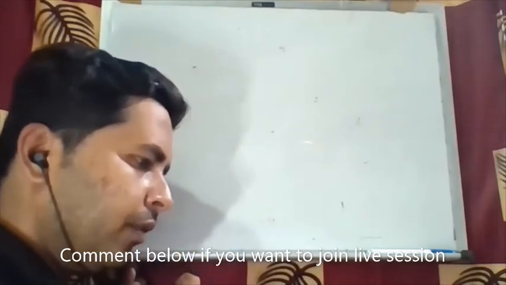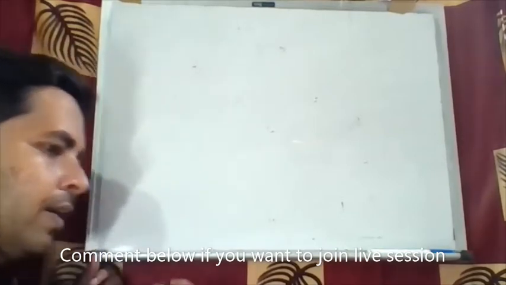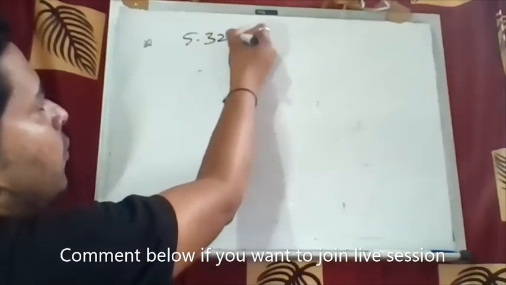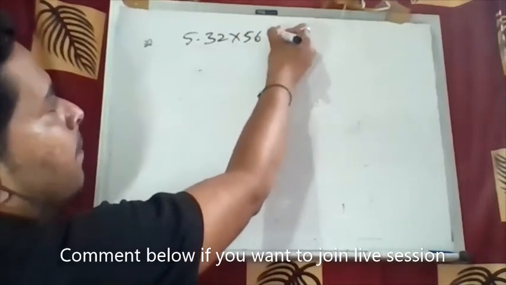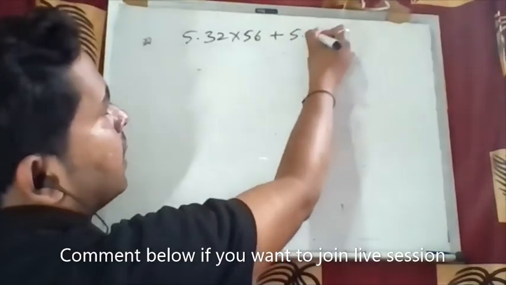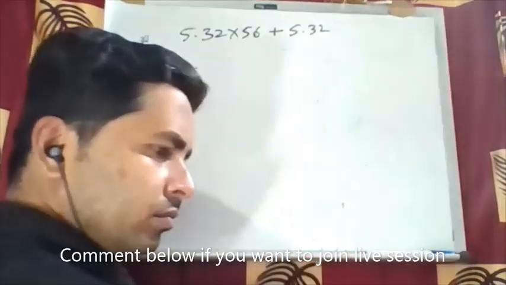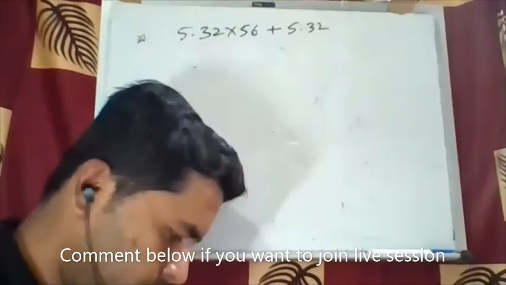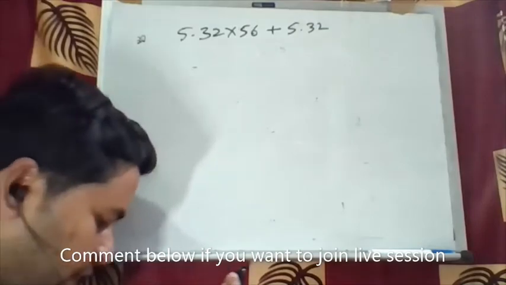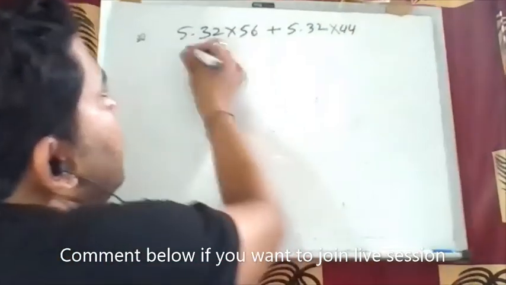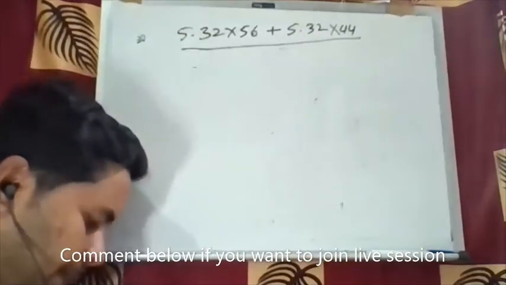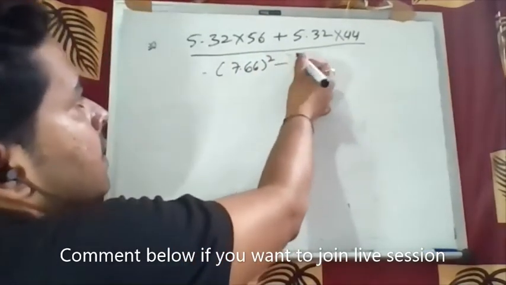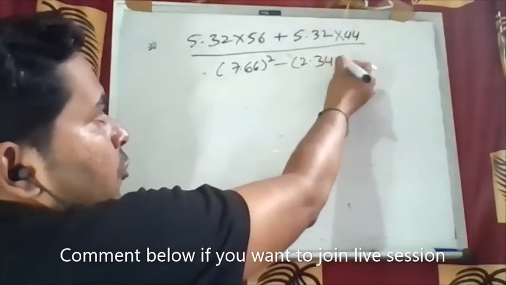I'll take one more question. I don't know the number. 5.32 into 56 plus 5.32 into 44, and divided by 7.66 square minus 2.34 square. इसका आंसर क्या आएगा?